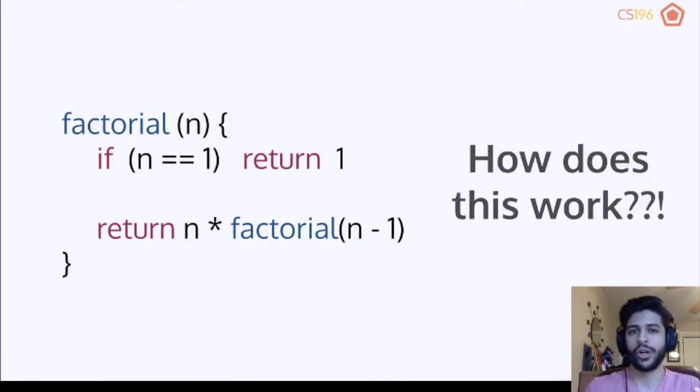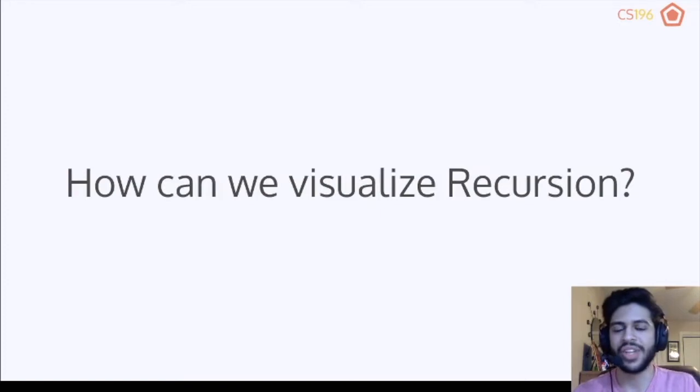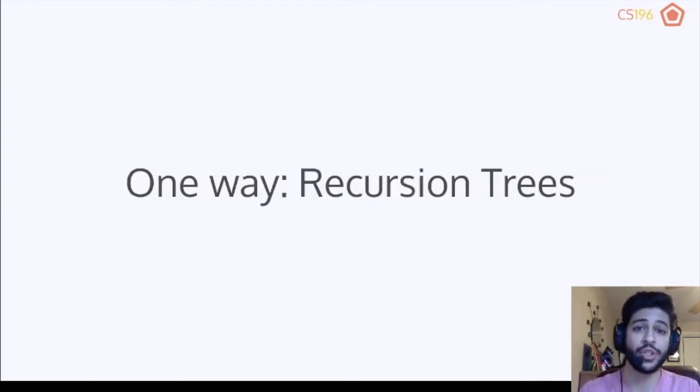So how does this work? A very common issue with recursion is you look at this function and it just seems like it works like magic. You put some things into your compiler and it just magically gives you the answer. But let's start breaking this down. How can we visualize recursion? The first way that we're going to visualize recursion in today's lecture is through recursion trees.